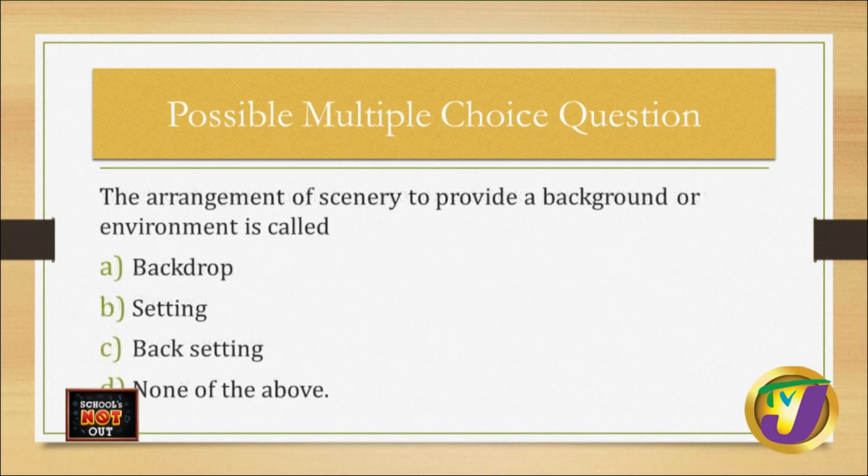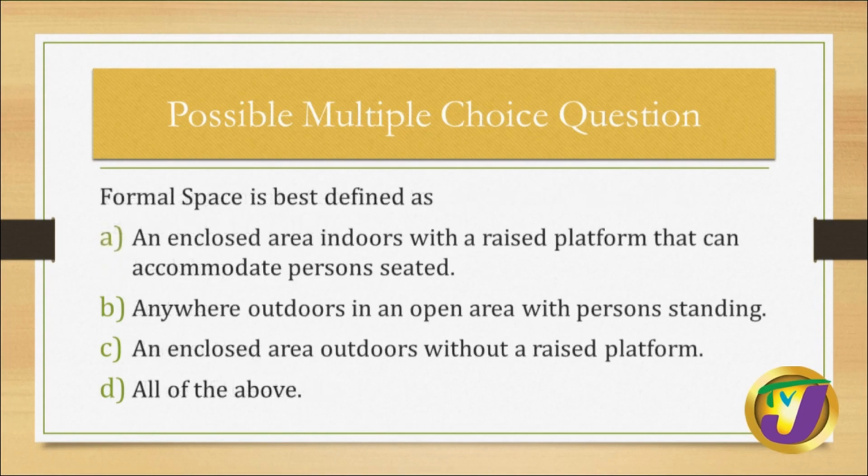Now, this one. The arrangement of scenery to provide a background or environment is called what? Just look at the question. I will not tell you this answer. Look at the question and then look on the other one now. A formal space is best defined as? All right. Remember, you can answer these questions, but you are going to send your response to the social media platforms that are here, and I will answer the questions for you.